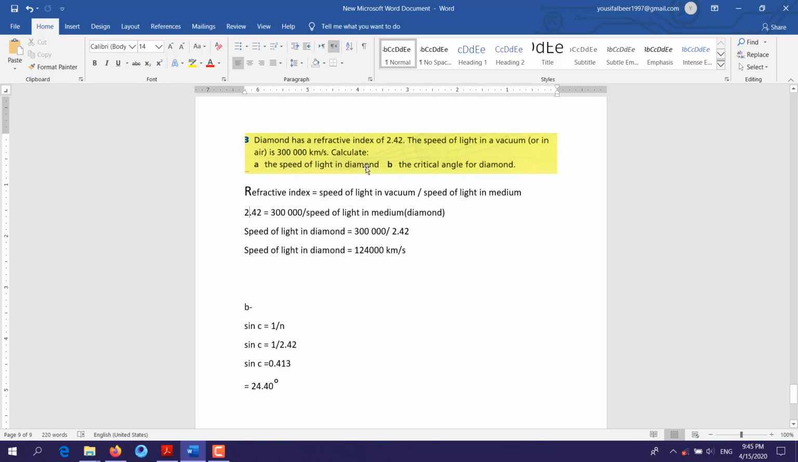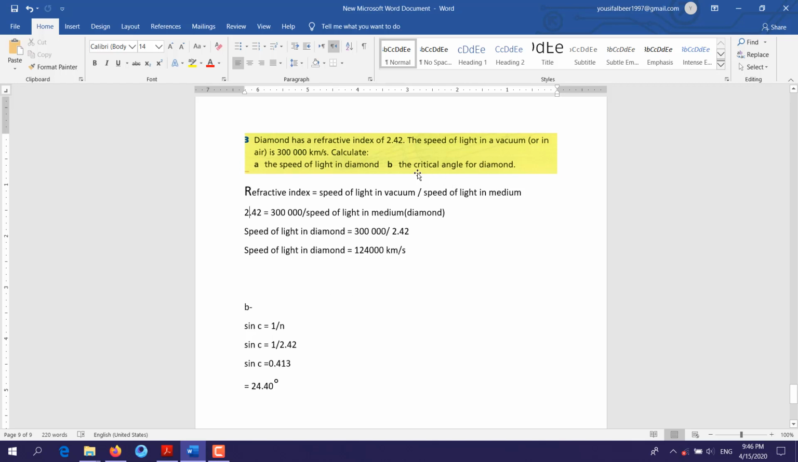The refractive index is 2.42, which equals the speed of light, as given, 300,000, over the speed of light in the medium, in diamond. We want to find it. By rearranging the equation, you will have 300,000 over 2.42. Now, the speed of light in diamond is equal to 124,000 kilometers per second.